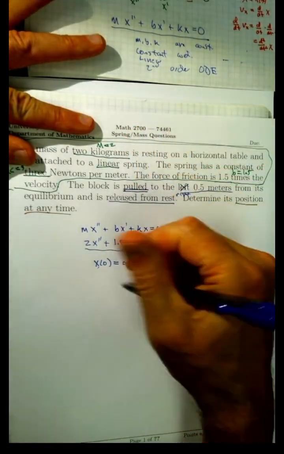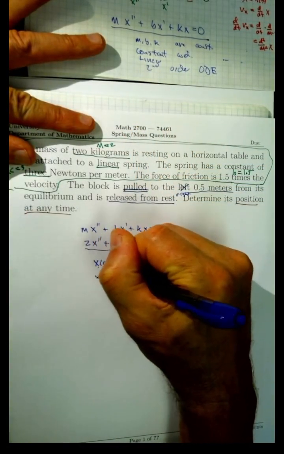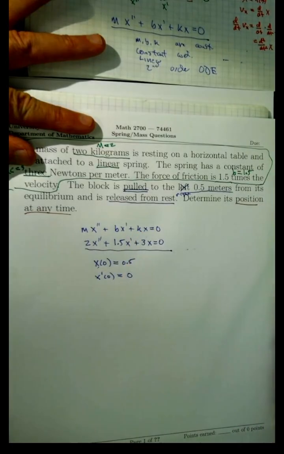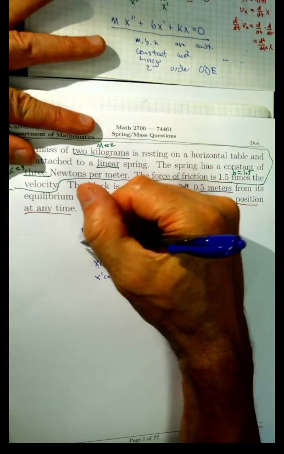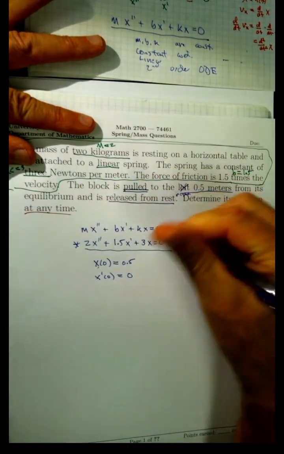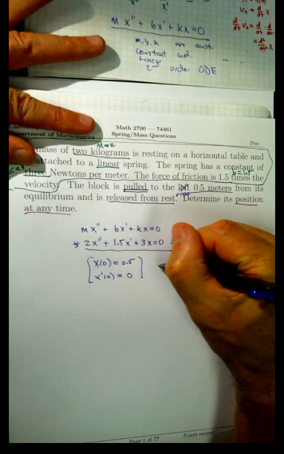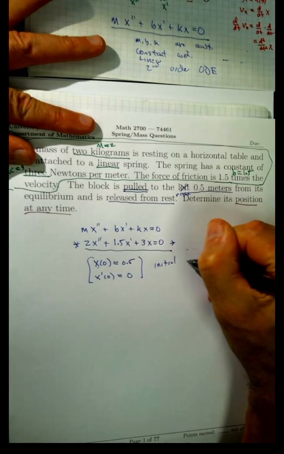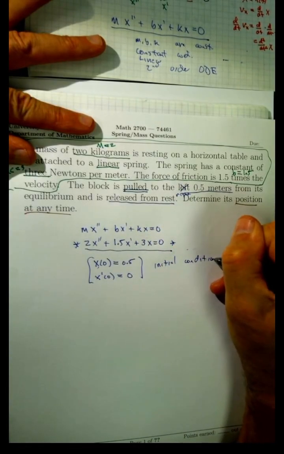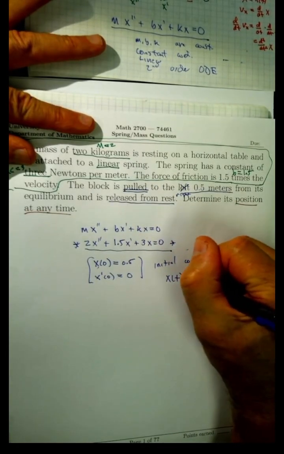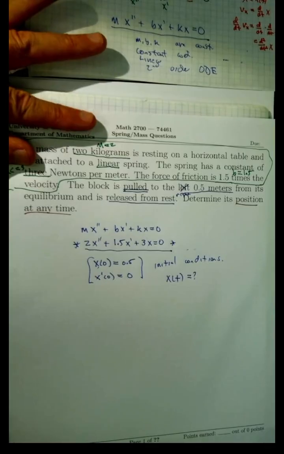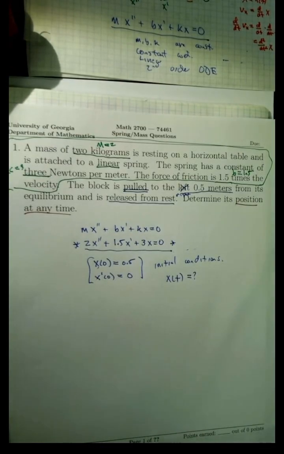And if it's released from rest, that means its velocity is 0. So you can think of it as I pull it out, stop, and then let go. So I've got my differential equation, and some initial conditions. And from this, I want to know what is x of t.